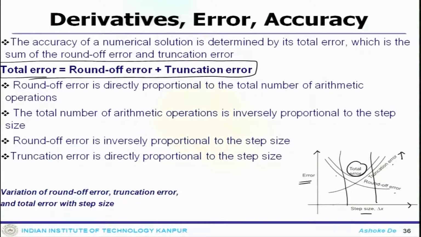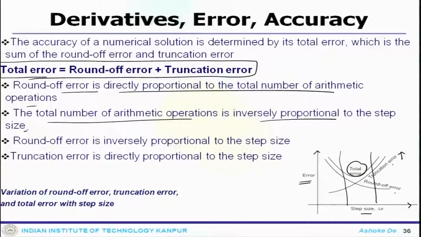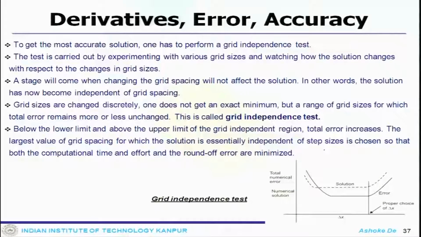Okay. So, round off error is directly proportional to the total number of arithmetic operations, and on the other side the total number of arithmetic operations is inversely proportional to the step size. So, these two lead to this picture of round off errors. So, this becomes inverse, and truncation error is directly proportional to the step size. So, you need an optimum bandwidth where your total error would be minimal and use that for your calculation.